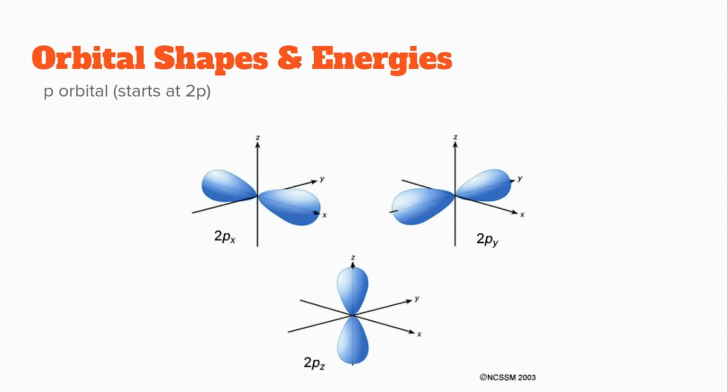The p orbital has to start at 2. There cannot be 1p. This is because the l quantum number cannot be equal to n.